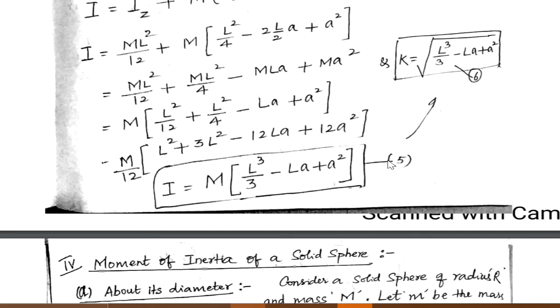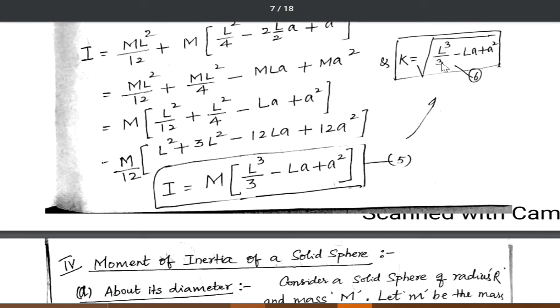Equation 5 gives you the moment of inertia of a straight thin rod about an axis which is at a distance a from one end of the rod. And equation 6 gives the radius of gyration. K is equal to square root of L square by 3 minus La plus a square.